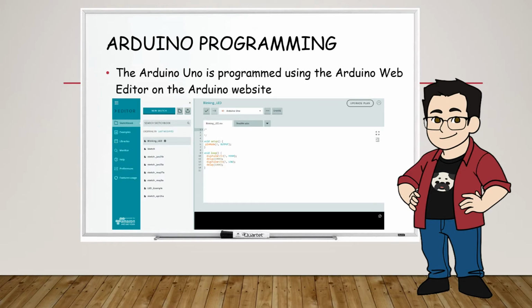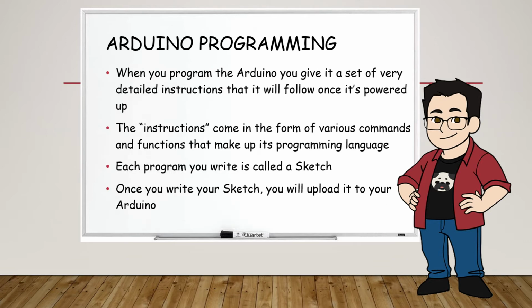There are many tools that you can use to program the Arduino, but for this class, we'll be using the Arduino web editor to program your Arduino. When you program the Arduino, you give it a set of very detailed instructions that it will follow once it's powered up. The instructions come in the form of various commands and functions that make up its programming language. Each program you write is called a sketch. Once you write your sketch, you will upload it to the Arduino. Let's write a sketch and upload it to the Arduino.